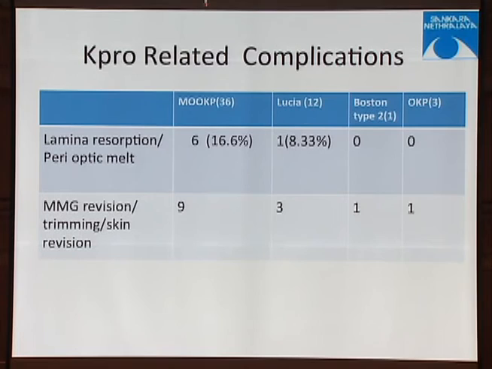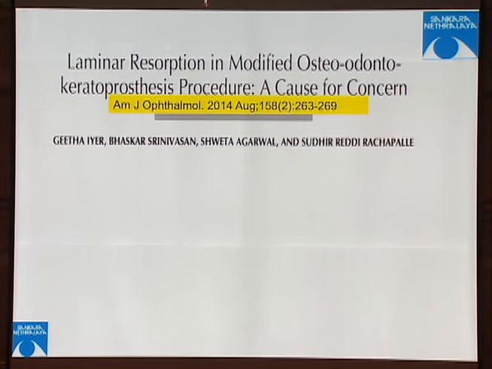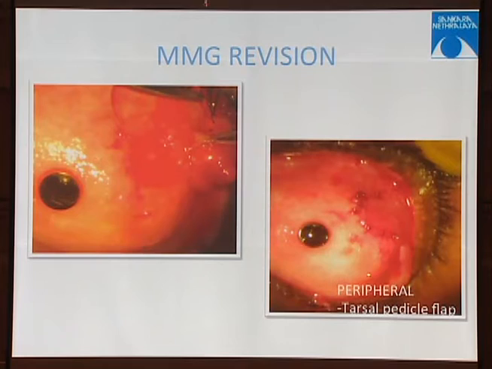So we did publish our paper on the importance of lamina resorption and the methods of salvaging the lamina. This is a video or a photo of a patient who underwent a mucous membrane revision for a peripheral exposure. You can just mobilize the tarsoconjunctival flap and try to cover the exposed area after drilling and smoothening out the projected bone lamina.